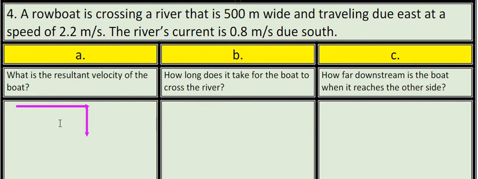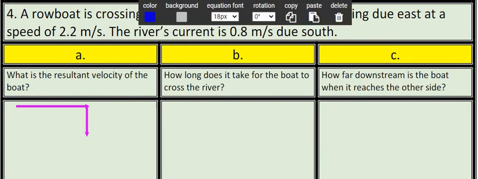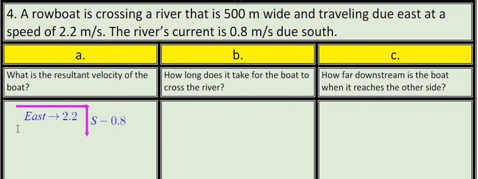So I drew a couple of vectors here just to describe my change in x and my change in y. So the travel east is 2.2 meters per second. The travel south is 0.8 meters per second. So the first question says, what is the resultant velocity of the boat?